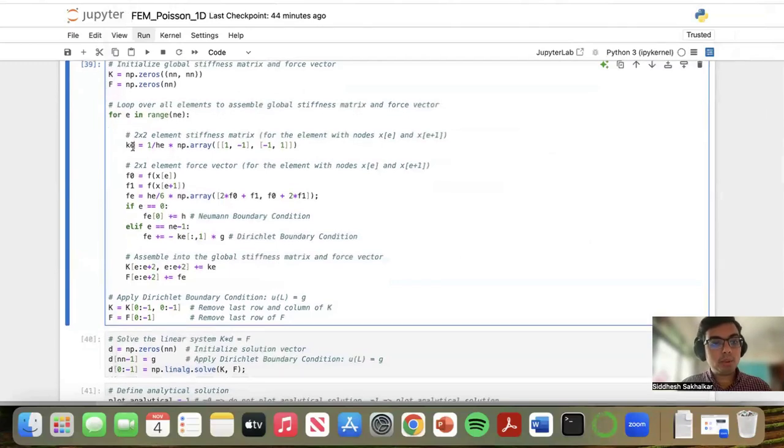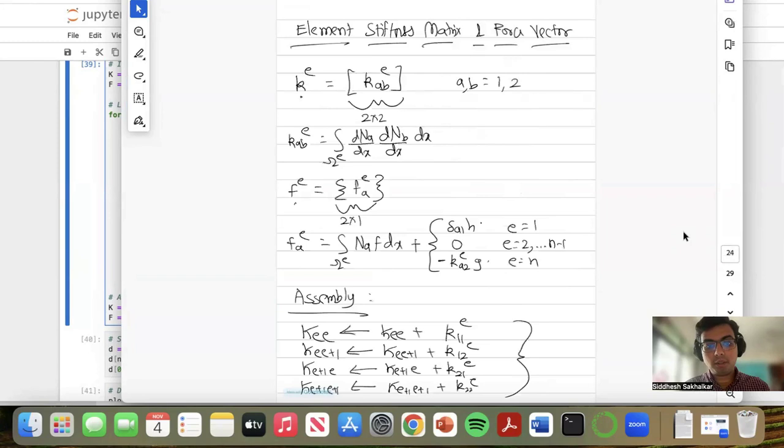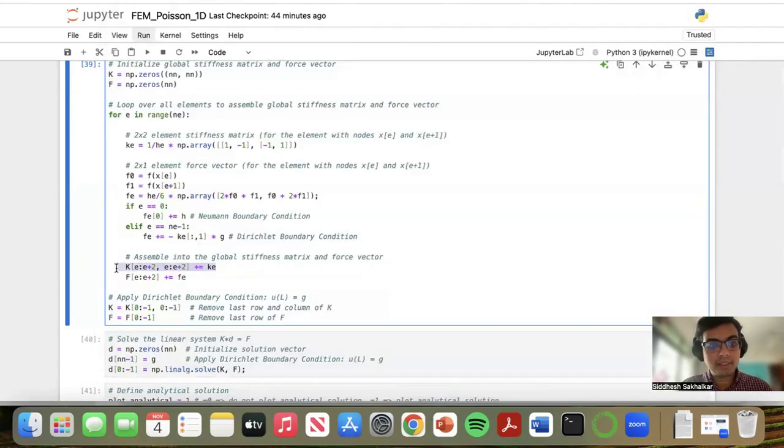Now that we have assembled both KE and FE, we then assemble them into the global stiffness matrix and the global force vector using our assembly process. If we go back to our notes where we defined the assembly process, if you recall, the element stiffness matrix KE enters into the global stiffness matrix in rows E and E plus 1 and columns E and E plus 1. That's exactly what this line does over here. KE goes into rows E and E plus 1 and columns E and E plus 1. And similarly, FE enters into rows E and E plus 1 for the global force vector, capital F.